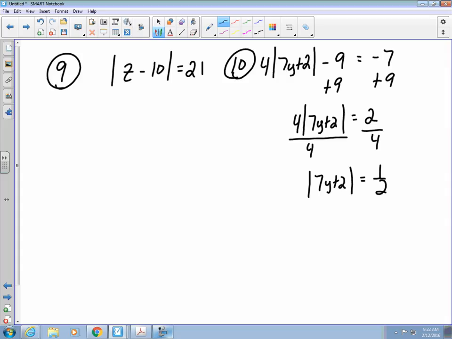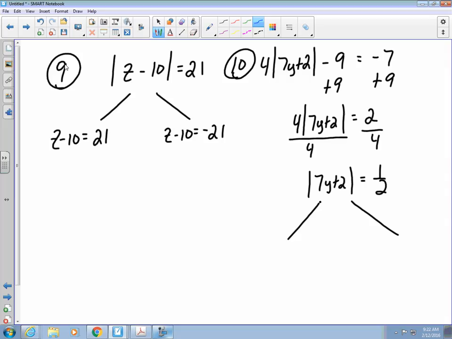Now, once I've got the absolute value by itself, what do I do? Well, since absolute value means everything is positive, that means that this expression z minus 10 could be a positive 21, or this expression z minus 10 can be a negative 21. Let me take a second and explain that. What I'm saying here is that the expression z minus 10 could be a negative 21 because this is a true statement. The absolute value of negative 21 is still 21. And then over here, the absolute value of 21 is still 21.